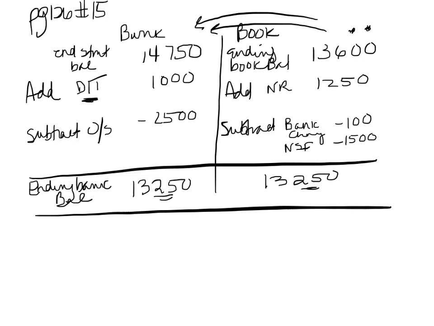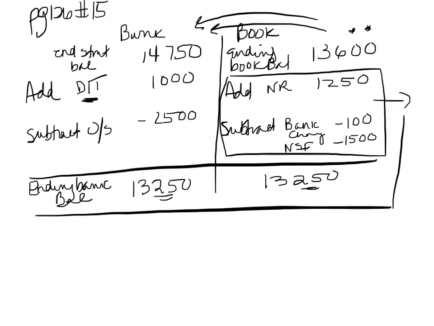Your objective is to take those items and put them where they should be, as if everybody had zero timing issues. This is all having to do with timing. Now what we have to do is take those items that are here and do a journal entry for them. And that journal entry would look like this.